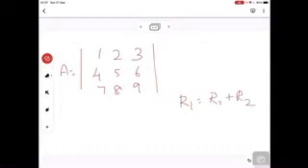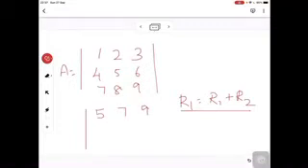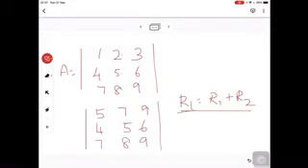like this. If I use this formula, R1 is equal to R1 plus R2, the resulting matrix will become, you have to add the elements of R1 and R2. So, here 1 plus 4 is 5, 2 plus 5 is 7, 3 plus 6 is 9. The second row will remain as it is, 4, 5, 6, no changes, and 7, 8, 9. So, only on the first row I use this condition, R1 is equal to R1 plus R2. Even in this case, the value of the determinant doesn't change.